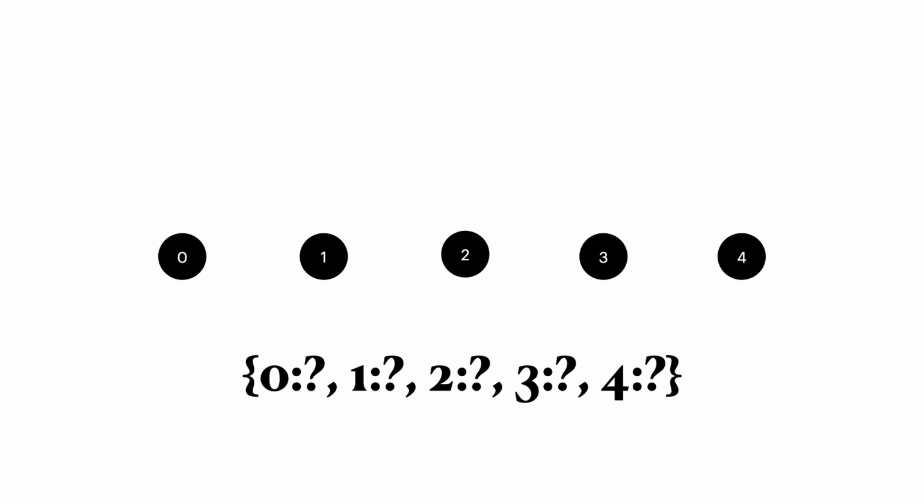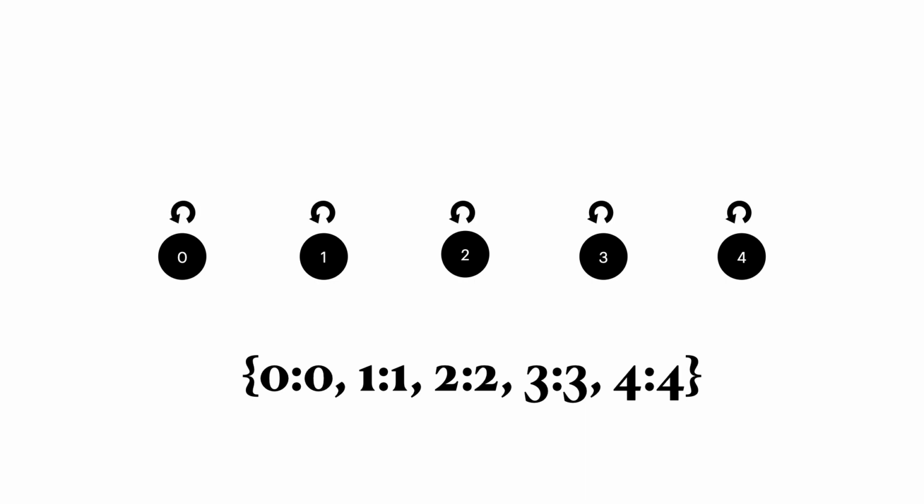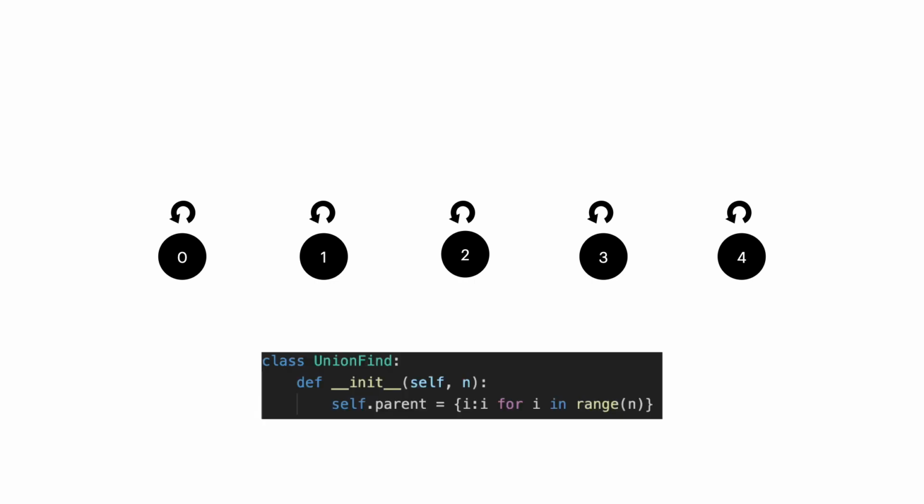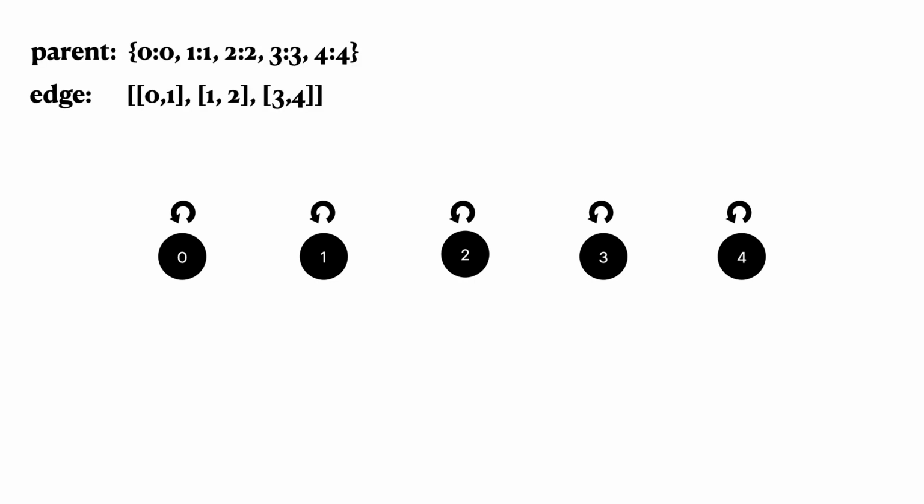Now go back to the nodes. As I mentioned earlier, the keys represent the nodes. The values of this dictionary represent the parent of each node. Initially, let's assume that the parent node is the node itself. Here is the code for the initialization.